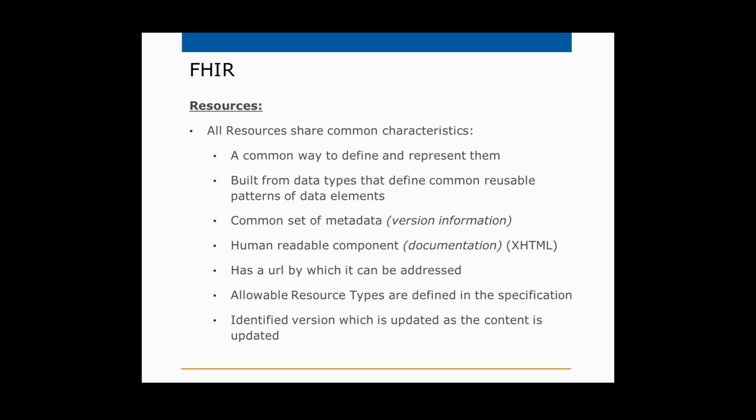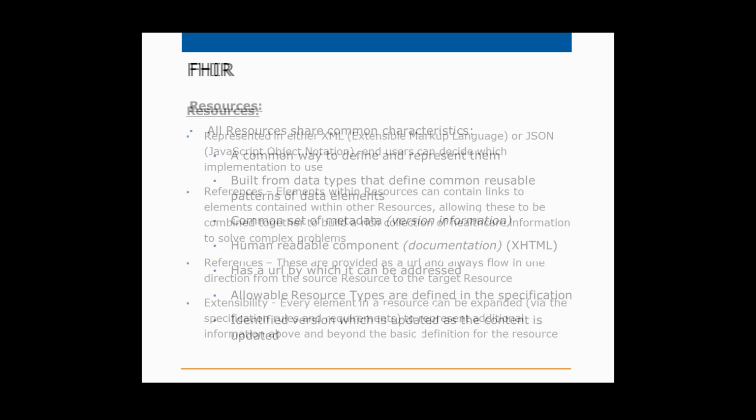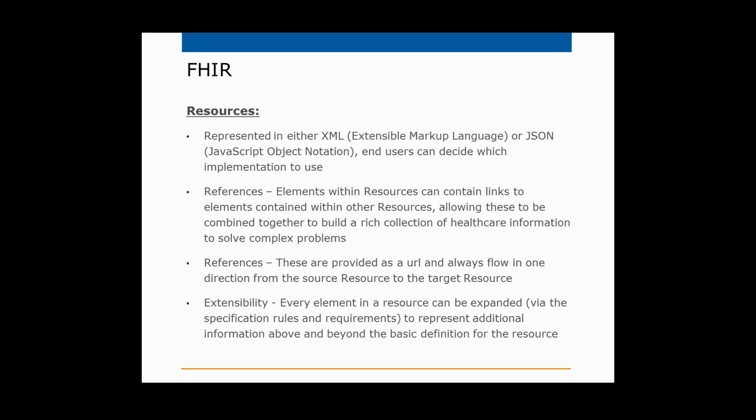Each resource has a URL by which it can be addressed. The specification lists all of the available resource types which are allowed. I'll show you those here in a moment. Resources are represented in either XML or JSON, JavaScript Object Notation. It's up to the implementer to decide which to use.